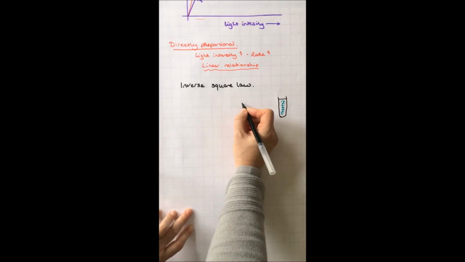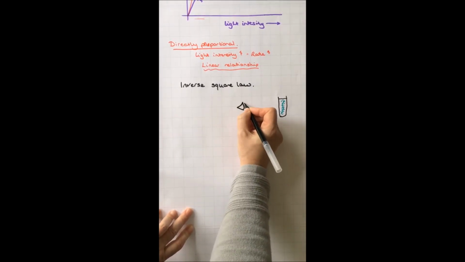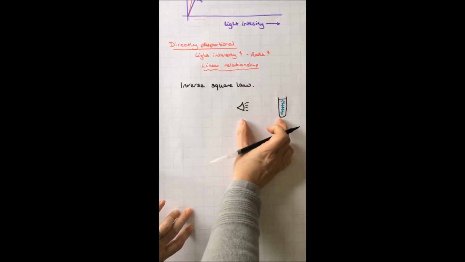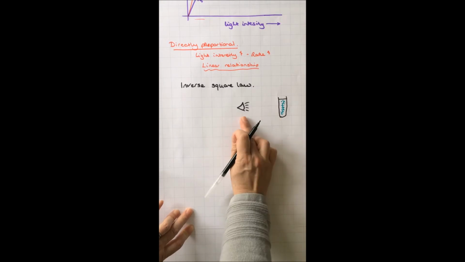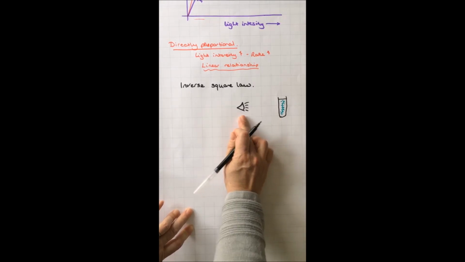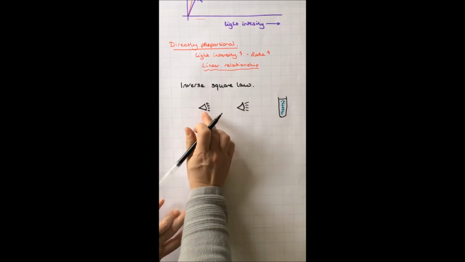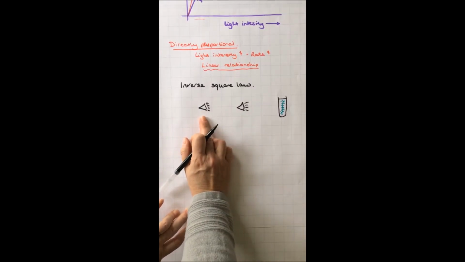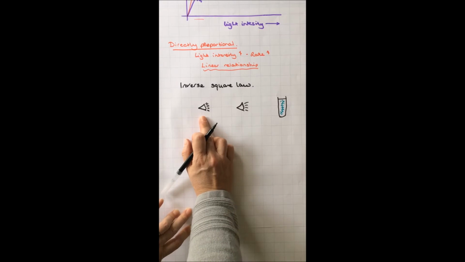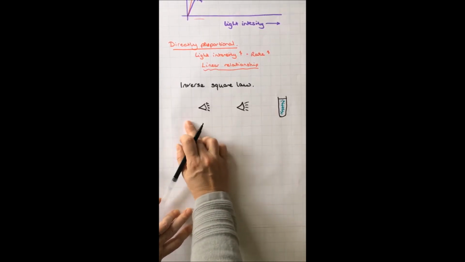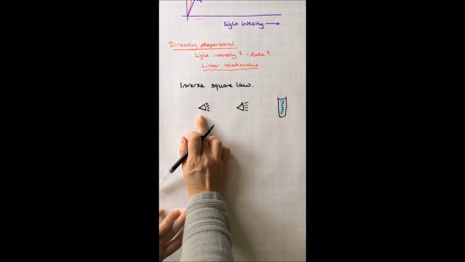If I had a light here shining onto my pondweed, I could measure my rate of photosynthesis with this level of light intensity. I could move my lamp further away, and then of course as it's moved further away it would be darker, and so I would have a different rate of photosynthesis, and my light intensity now is lower because it's further away, so it's a little bit darker.